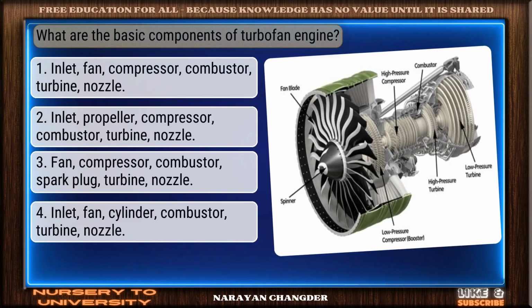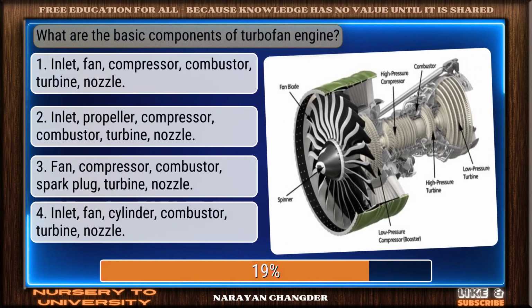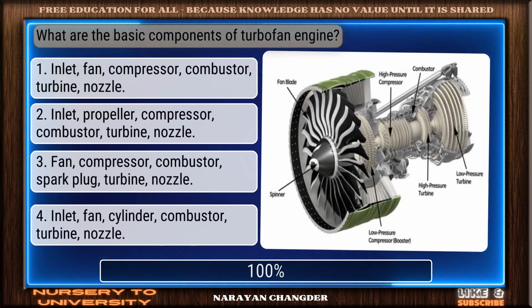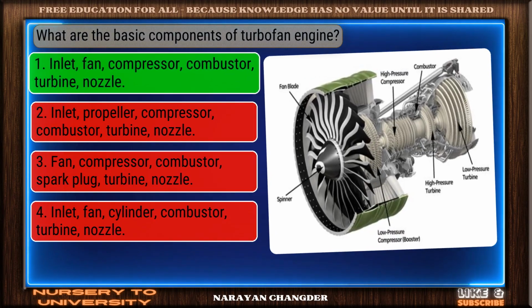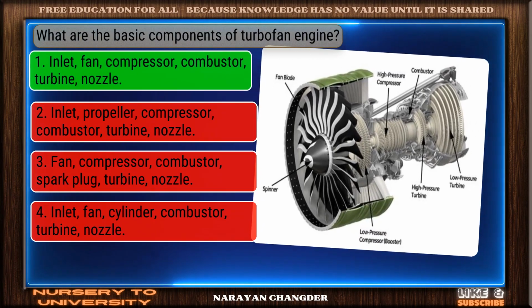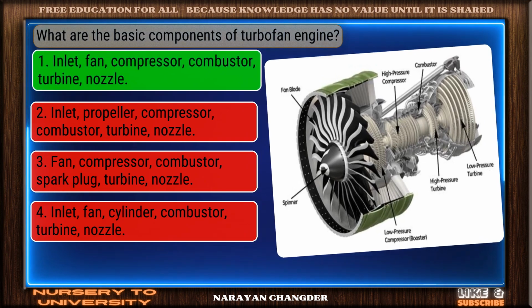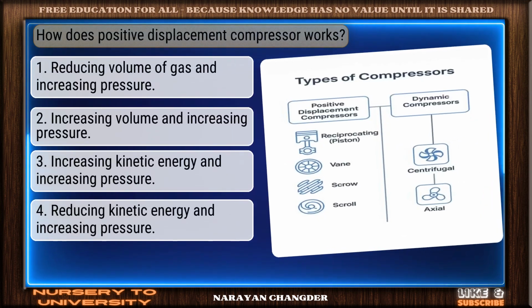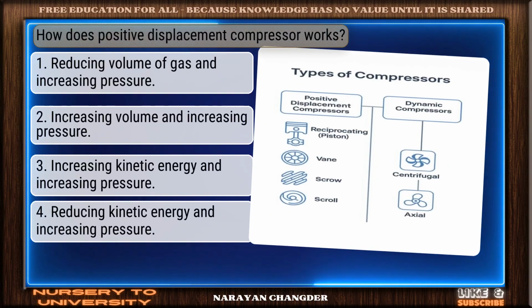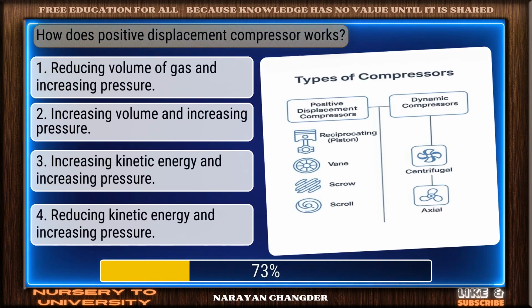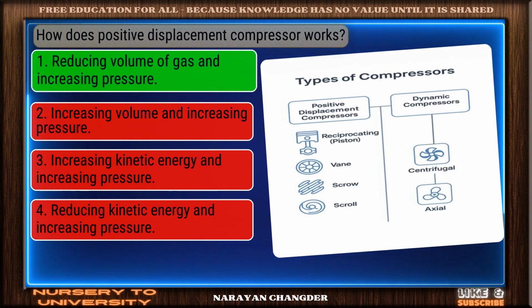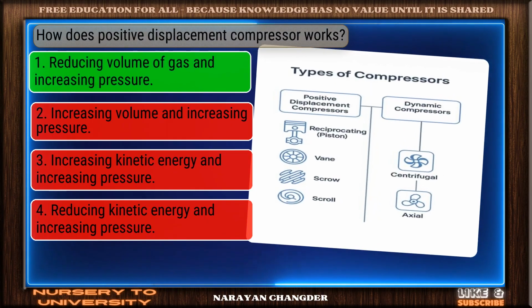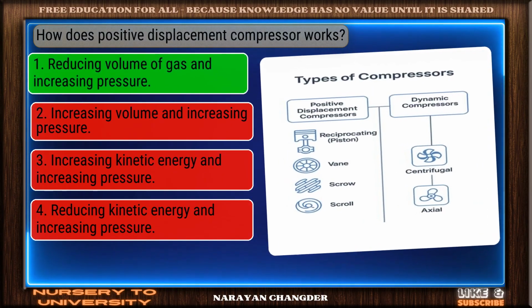What are the basic components of turbofan engine? Nice selection. Inlet, fan, compressor, combustor, turbine, nozzle is the correct and valid answer. How does positive displacement compressor work? Well done. Reducing volume of gas and increasing pressure is the right choice.